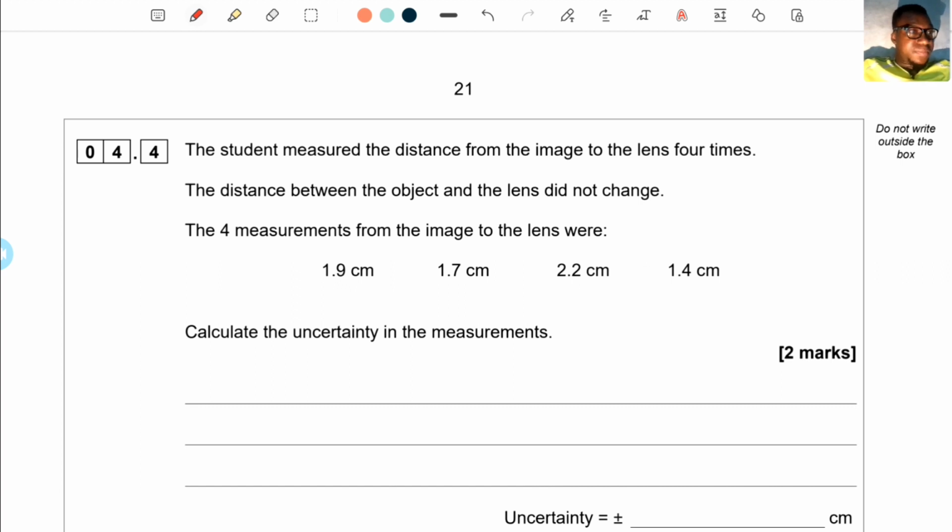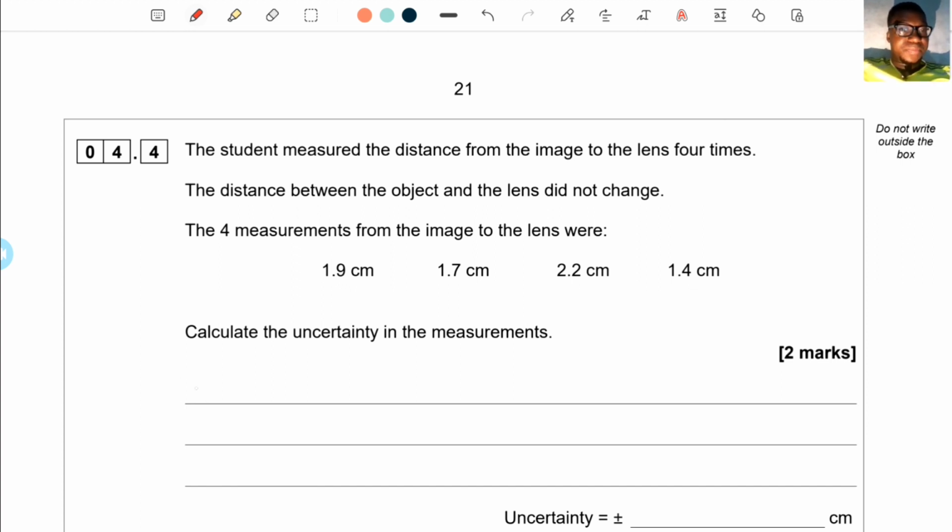Now, the issue here is that in physics experiments, and science experiments generally, we tend to repeat them multiple times for a fair test, because there can be random errors and systematic errors, just to make sure that those things are taken care of. Now, for uncertainty, when you're asked to calculate it for this kind of question, you just do the largest value minus the lowest value, and then you divide that by 2. That would give you the uncertainty.